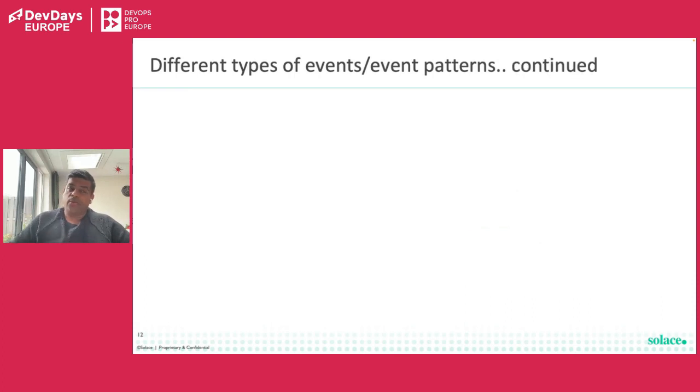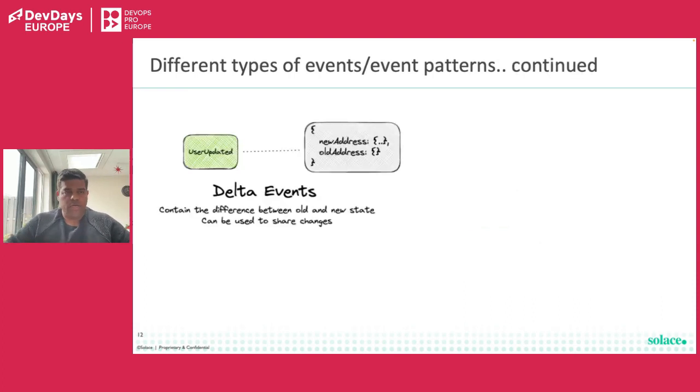Going on, we have delta events, which is essentially a change in the state, right? Something that was there, and there's a new one. So, for example, an old address compared to a new address, right? The consumer knows, okay, there is an address change. This is the old, this is the new. I have to do something about it. It can reduce complexity in consumers needing to figure out what has changed.